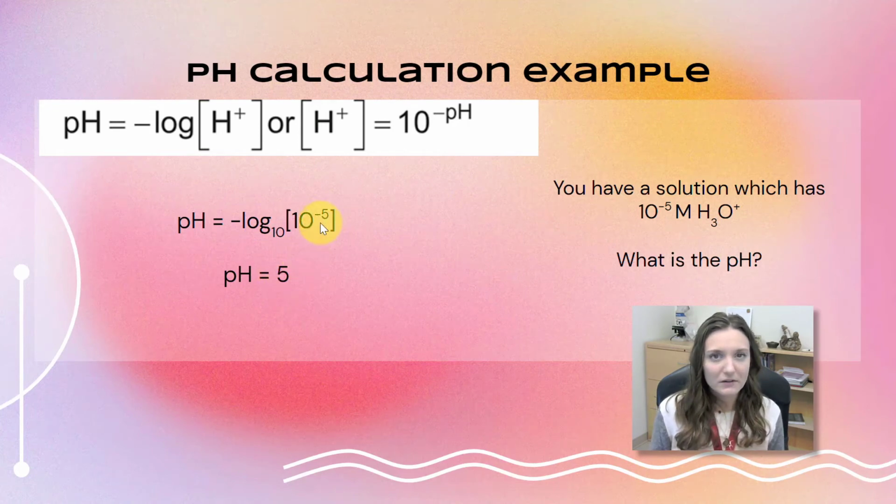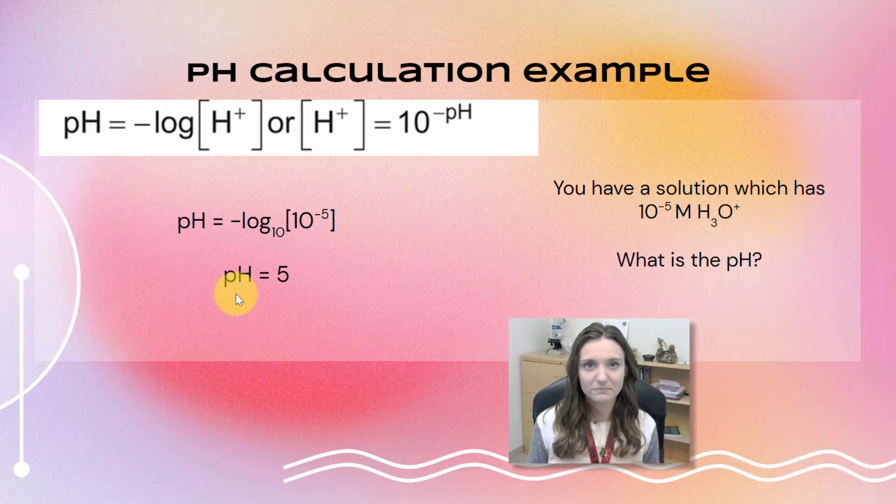So without getting too deep into the math, basically if you're given a concentration and it's base 10, so 10 to the negative 5, 10 to the negative 6, 10 to the negative 4.3, whatever, as long as it's base 10, you can just take that 10 away and turn this exponent positive and you get the pH.